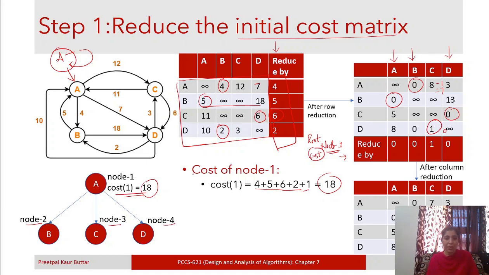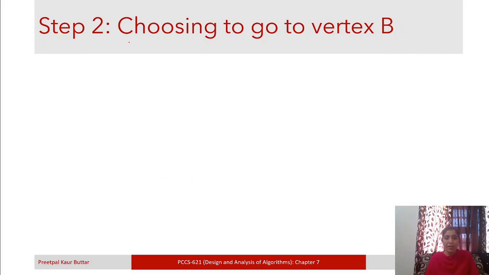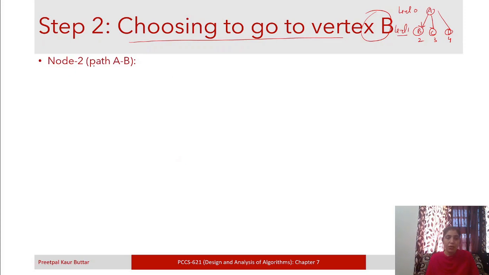Okay, so now we will go to step 2. Step 2 means we will now explore level 1 of this. Suppose the root is level 0. So now we will explore all the options at level 1, that is node 2, node 3 and node 4. So first let us pick node 2, that is vertex B. If from A we choose to go to B, then what will be our cost? So node 2 means you are following the path A to B, right?